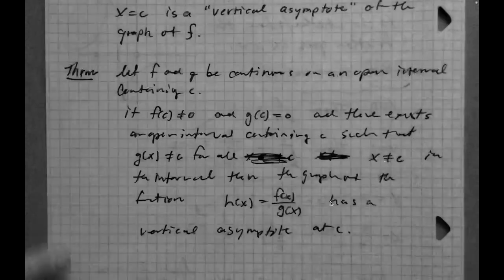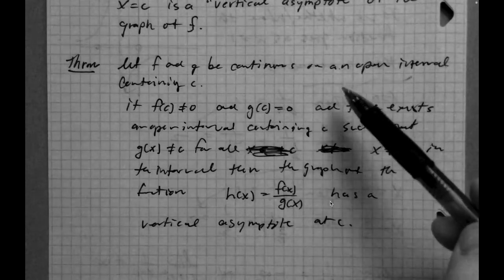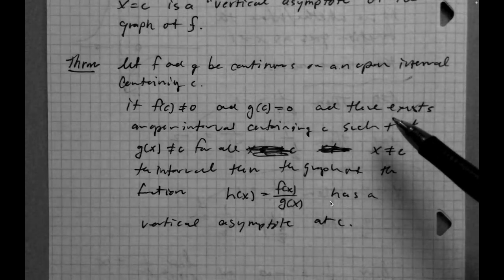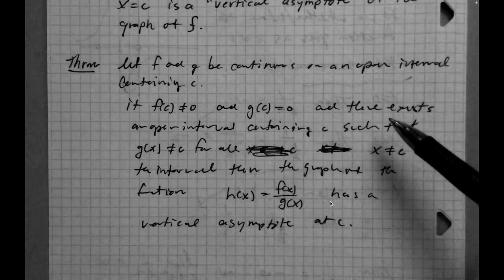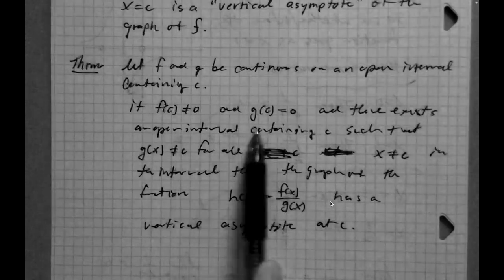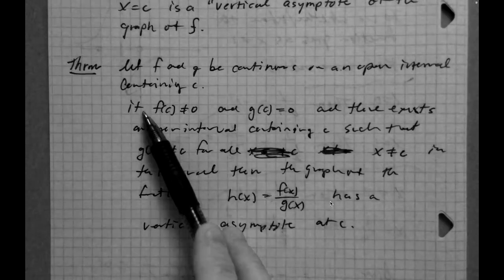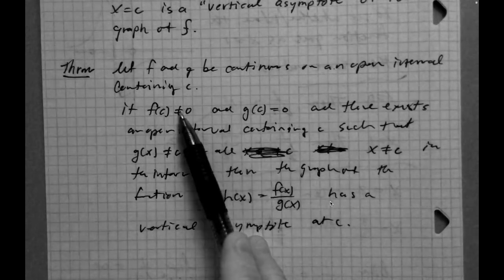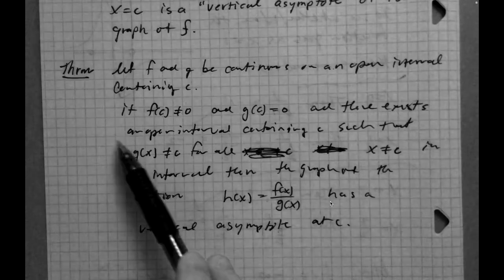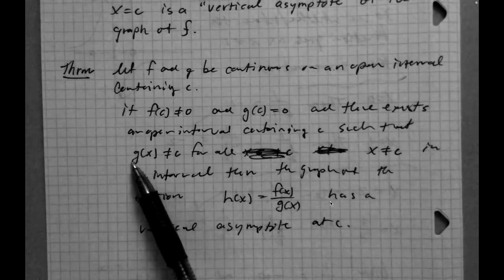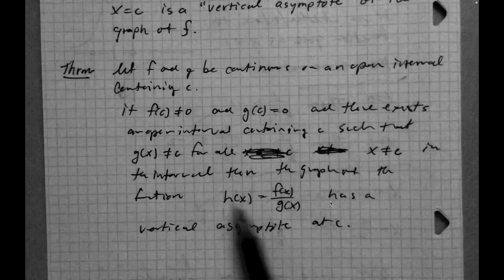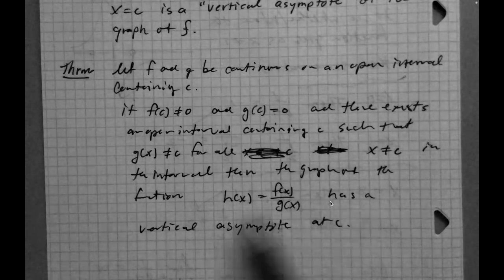Okay, so let's talk this through. This is a kind of a wordy one. Let f and g be continuous on an open interval containing c. All that's saying is that you've got x equals c, some number on the x-axis, and two functions, f and g, both continuous around c. Now, if f of c is non-zero and g of c is equal to 0, so these are f and g evaluated specifically at the value c, and there exists an open interval containing c such that g of x is not equal to 0 for all x not equal to c in the interval, then the graph of the function h of x, the ratio of the two, has a vertical asymptote at c.